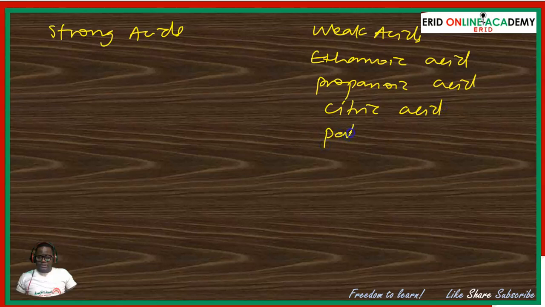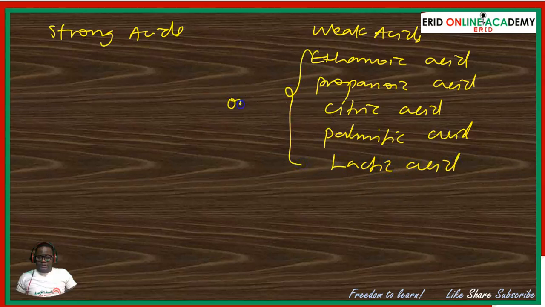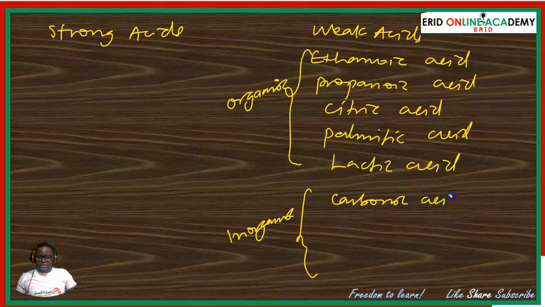Your palmitic acid is a weak acid. That's the acid in palm oil. Stearic acid is a weak acid. Lactic acid is a weak acid. These are organic acids because they are found in living organisms. We also have some inorganic acids that are weak acids. An example is carbonic acid, H2CO3. That's carbonic acid, a weak acid.